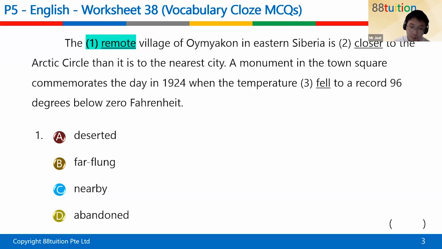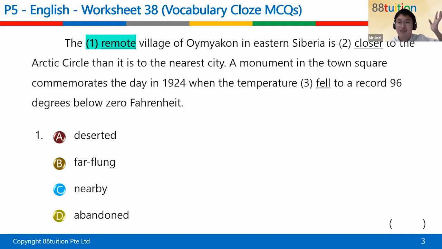So first one, the remote village of Oymyakon. When I read this, I was like, oh, this village is so remote. People actually, when they reach there, they say, oh my God. It's in Oymyakon in eastern Siberia. All right. So when they use the word remote over here, they mean that it's very difficult to reach, right? You have to travel a long distance. It's not easily accessible. You can't just take a plane and land, and that's your area, that kind of thing, right?